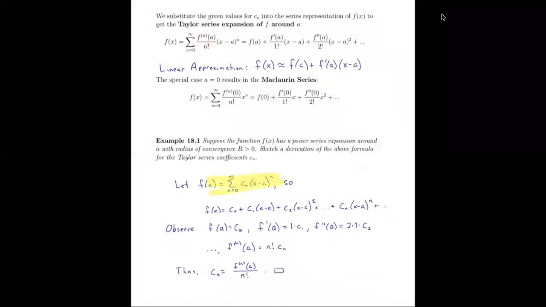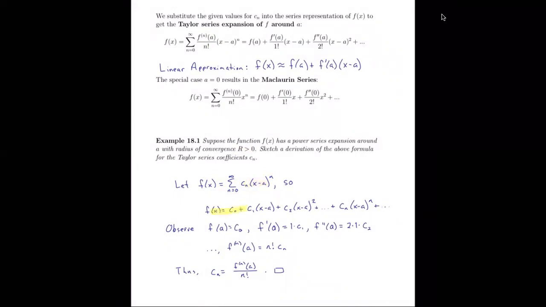So we assume that f of x is equal to this power series, for some radius around a. We are given that the radius of convergence is greater than 0, so it has some non-zero length interval around a for which it converges.